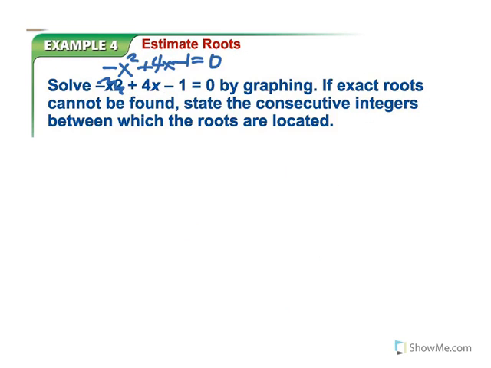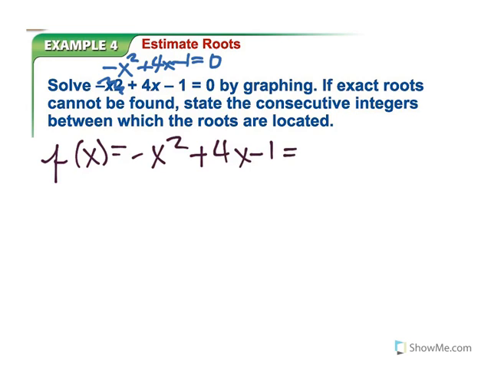Example 4. We're going to estimate roots. Solve negative x squared plus 4x minus 1 equals 0 by graphing. If the exact roots cannot be found, state the consecutive integers between which the roots are located. Okay, so again, you can go to your calculator and graph f of x equals negative x squared plus 4x minus 1, and you do not put the equals 0.